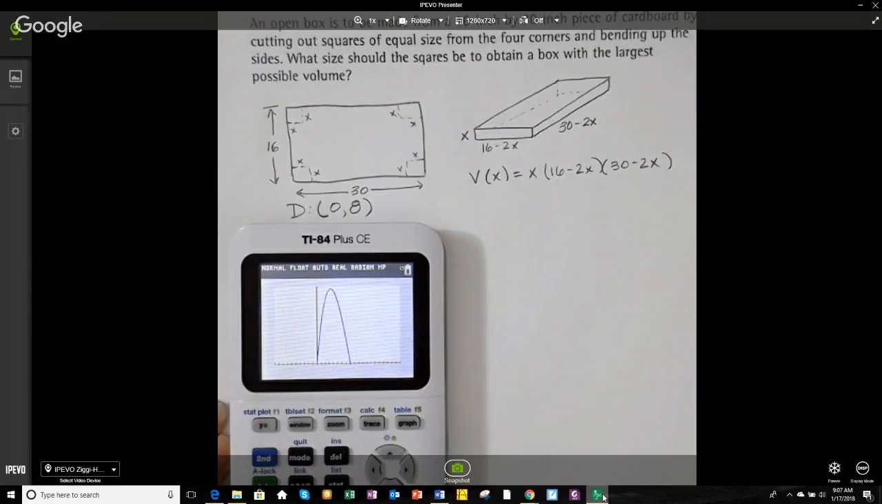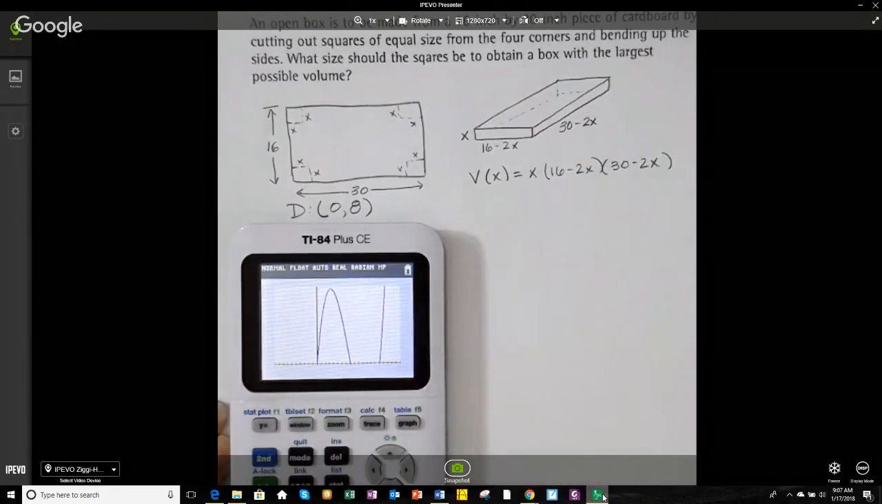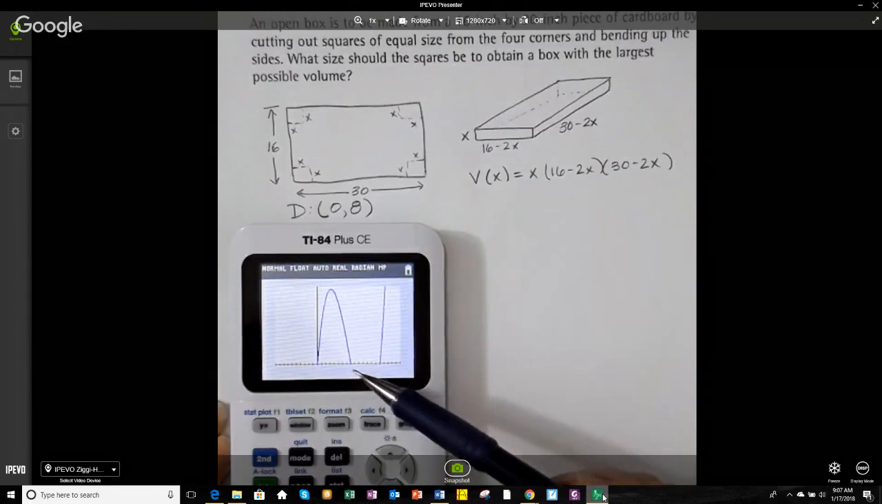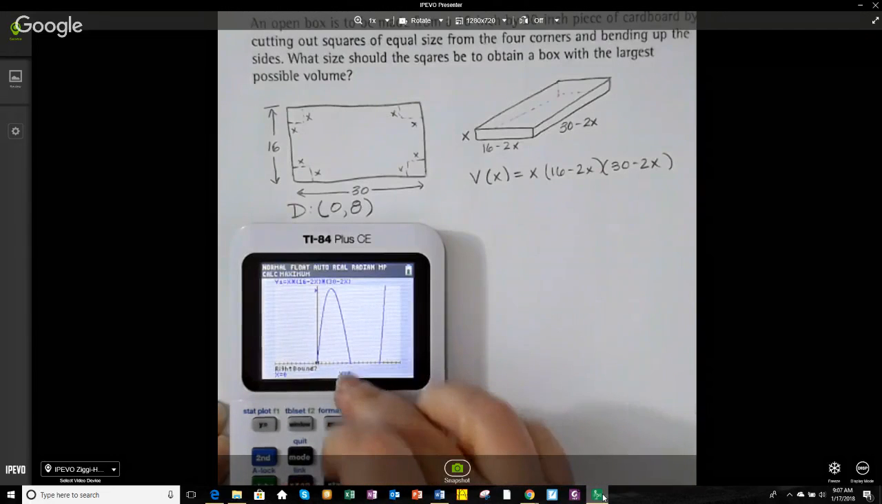Well, I was really lucky because it looks like the maximum is in here, which is nice. And my zeros here are 0, 8, and it looks like it is indeed 15. So let's use our calculator to calculate the maximum. So we're going to go second, calculate the maximum, number 4. And I'm going to tell the calculator I want the left bound to be 0. And I want the right bound to be 8 because I know that's my other 0 here.